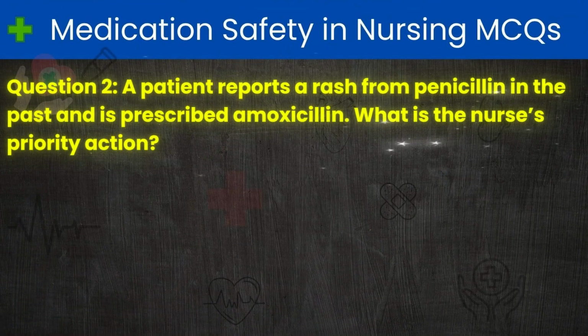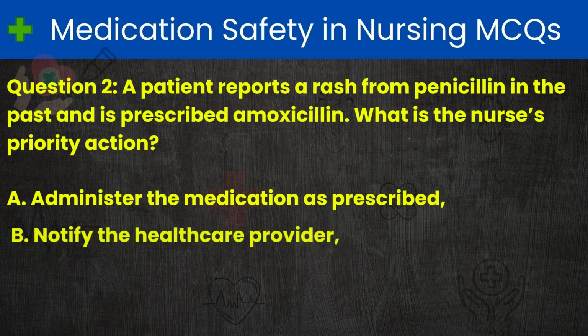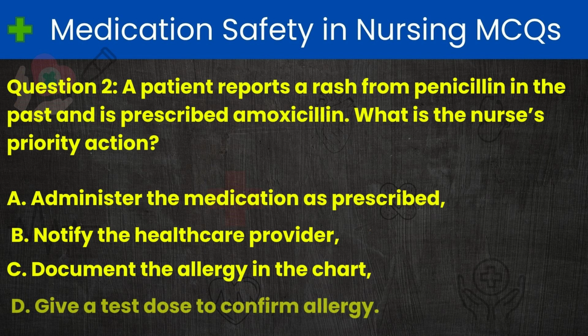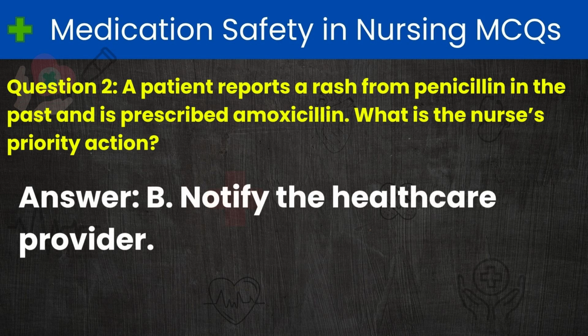Question 2. A patient reports a rash from penicillin in the past and is prescribed amoxicillin. What is the nurse's priority action? A. Administer the medication as prescribed. B. Notify the healthcare provider. C. Document the allergy in the chart. D. Give a test dose to confirm allergy. Answer B. Notify the healthcare provider.